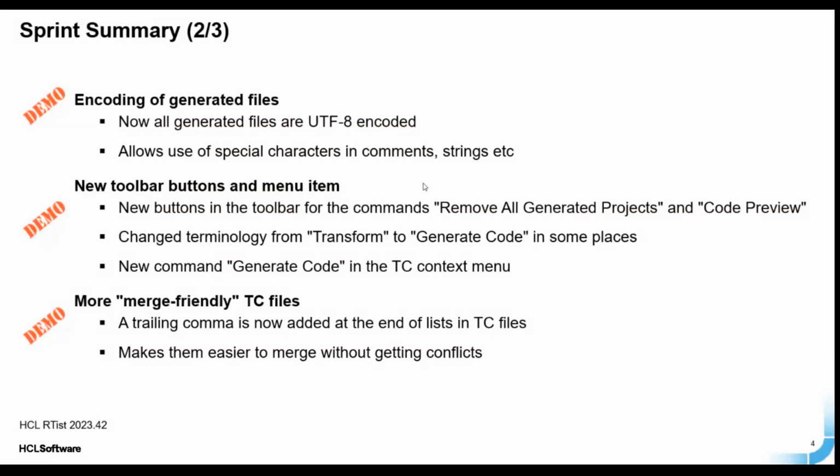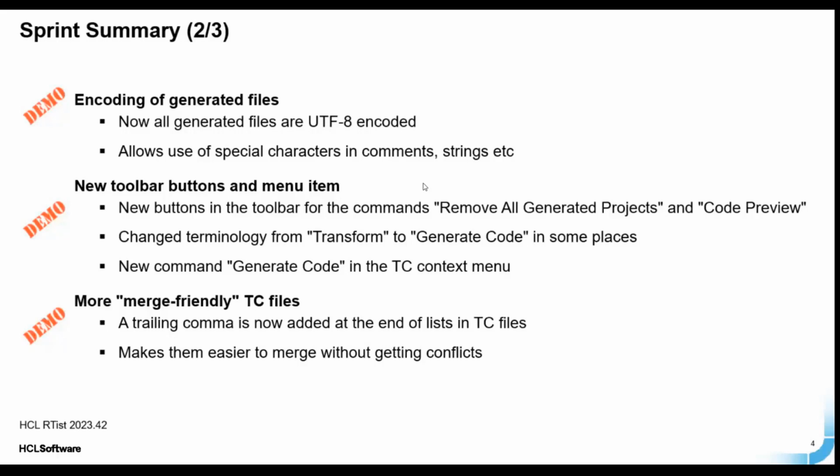Also, we have changed the terminology that we use in the menus, and now instead of transform, we will be using generate code. So, for example, in the TCGS editor, there was a button called transform before that performed code generation. Now it will get the name generate code, and the new command as well is also called generate code.